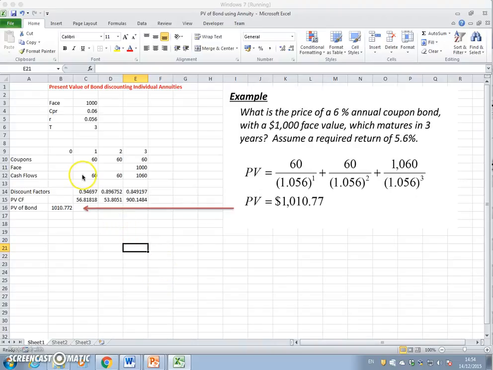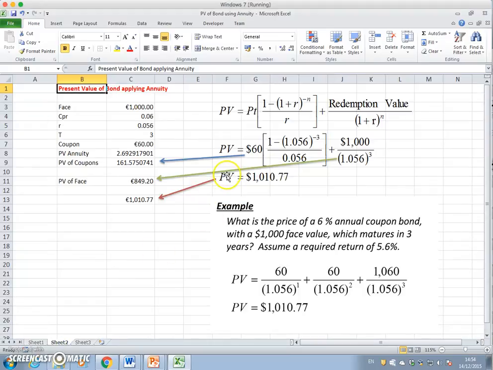In the previous video, we worked out the present value of a bond using discounted cash flows individually. That was discounting the coupon payments individually and the face value individually, and also working out the present value of the bond. We used the present value of annuity factor. And again, we replicated the same results.